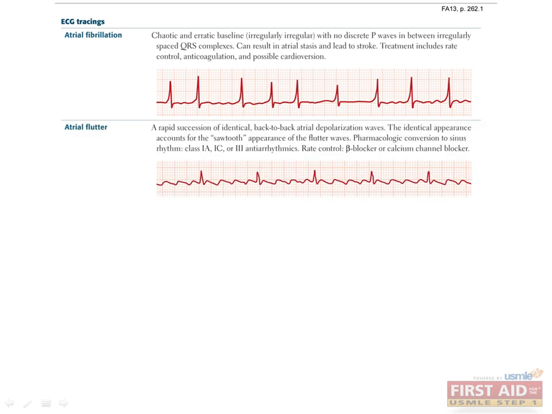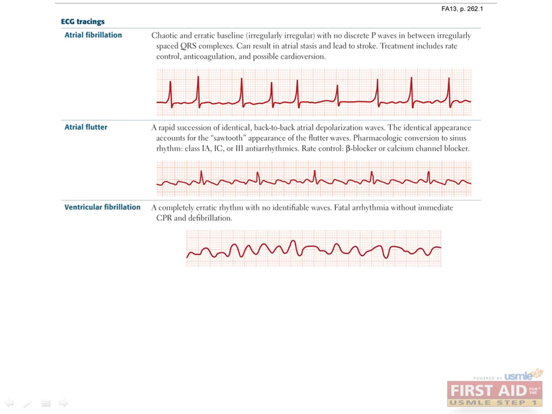Atrial flutter is similar to atrial fibrillation, but instead of completely absent P waves, there is a sawtooth appearance to the flutter waves, meaning that they repeatedly go up and down in a predictable way. Treatment is with antiarrhythmics and rate control drugs such as beta blockers or calcium channel blockers. We will cover these in more detail when we get to pharmacology.